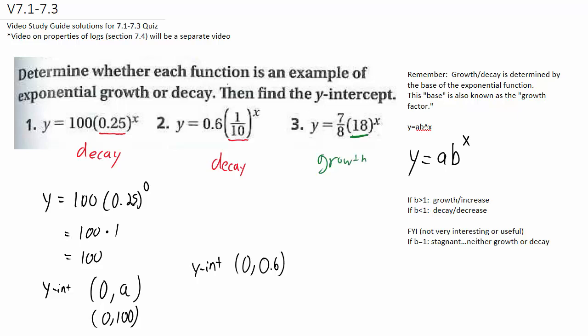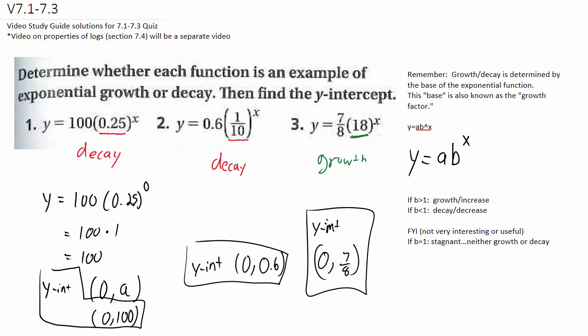But here, since the base is greater than 1, we know that's going to be growth. And we know the y-intercept, either by graphing it or by plugging in 0 and evaluating this: something to the 0 power is 1, so 7/8 times 1. The y-intercept is going to be (0, 7/8). You could write that as a decimal, but since it's already written for us as a fraction, I don't see any reason to. So that's the first three.